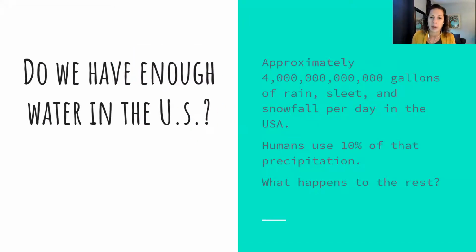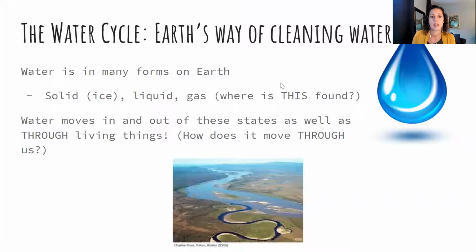Do we have enough water in the United States? There's approximately 4 trillion gallons of rain, sleet, and snowfall per day in the entire United States. Humans use 10% of that precipitation, but what happens to the other 90%? The water cycle is important in understanding this. It's Earth's way of cleaning the water.